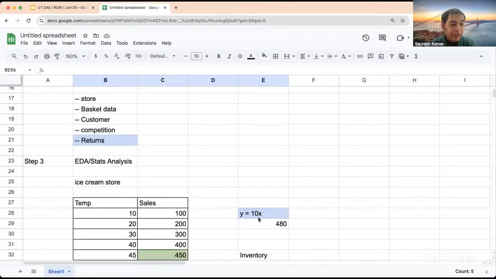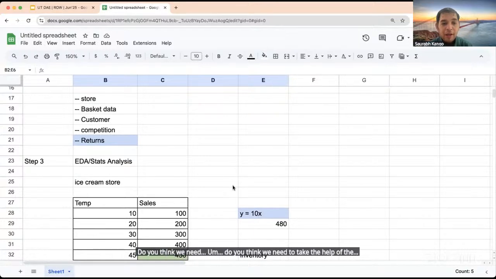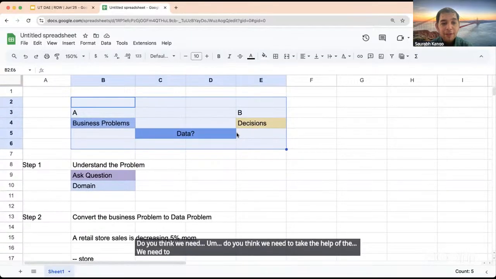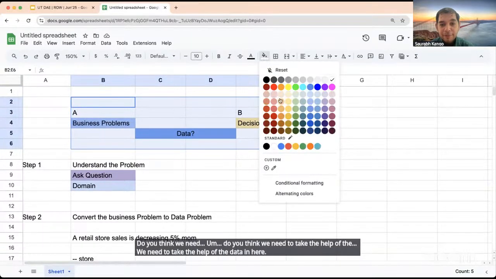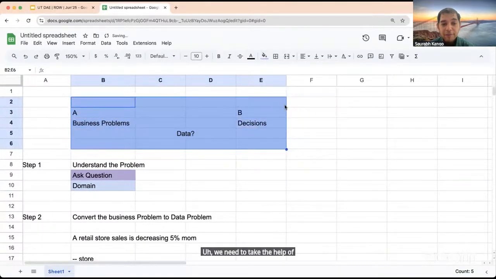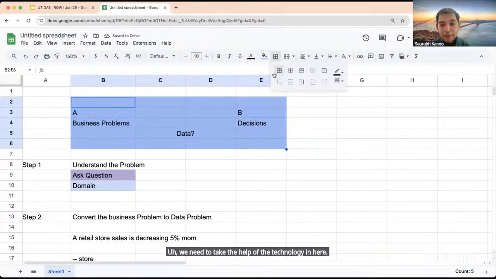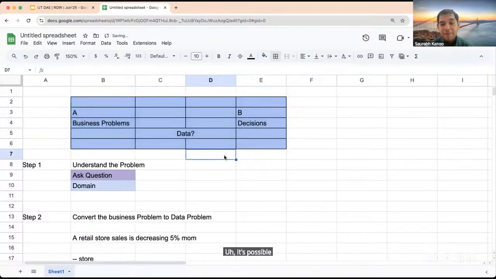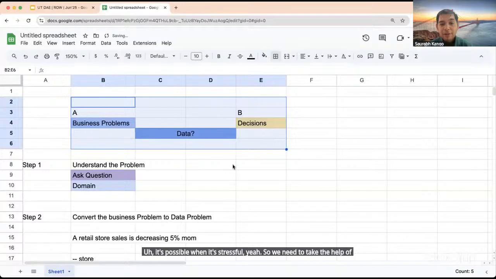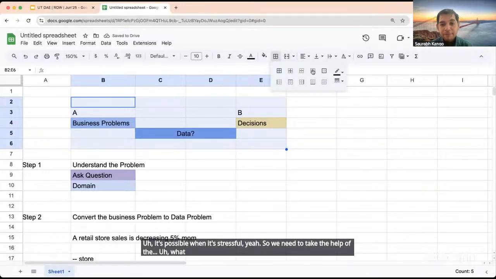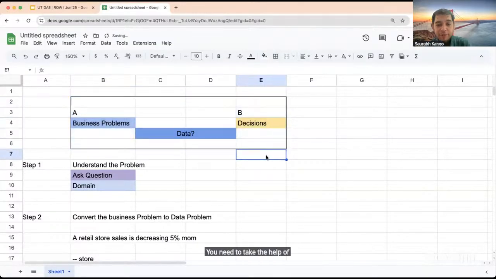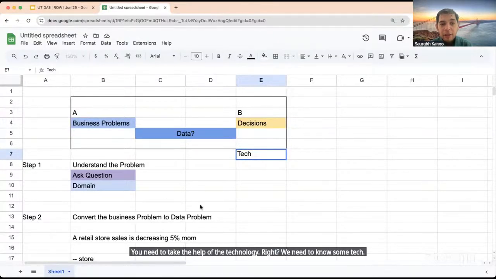Do you think we need to take the help of technology in here? It's possible, but it's stressful. Yeah. So we need to take the help of the what do you say? We need to take the help of technology, right? We need to know some tech in order to execute this whole process.